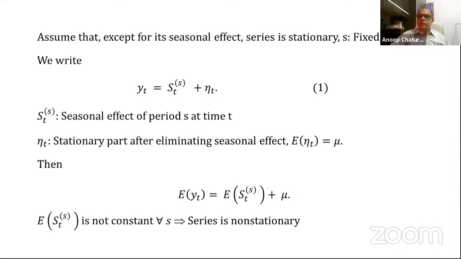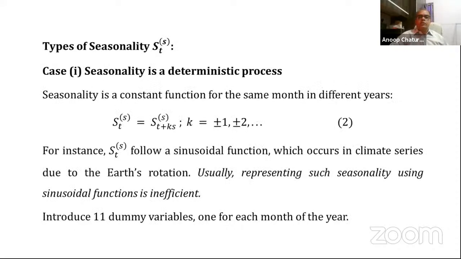Expectation of Y_t is then expectation of S_t^S plus mu. Now, this expectation of S_t^S is not constant for all t. So this series is non-stationary, right? Now we consider three different cases, three different types of seasonality. And then I will show that for all these three types of seasonalities, you can use the SARIMA processes.